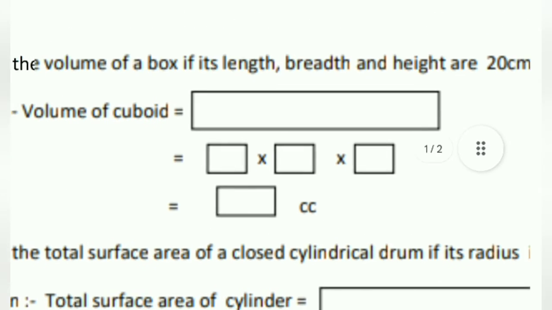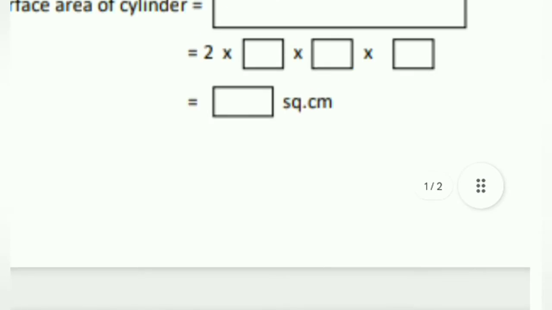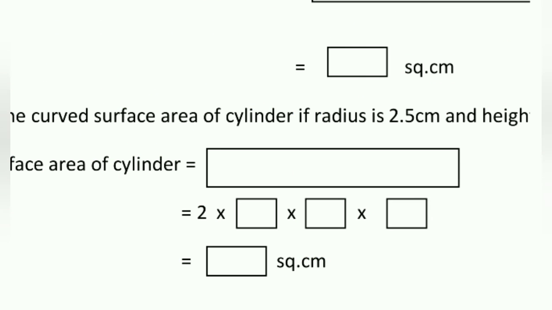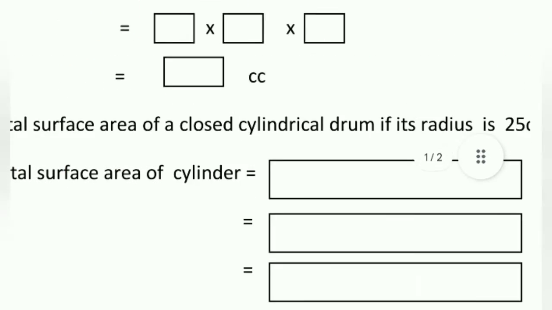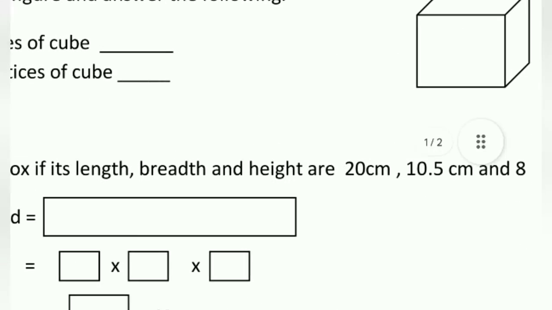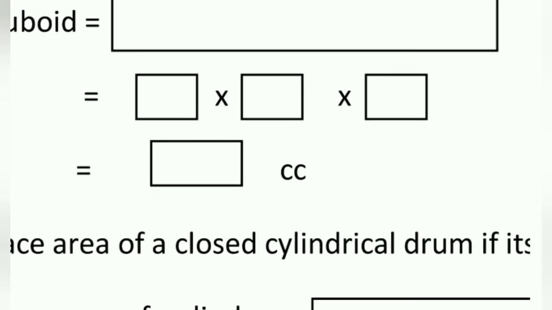You're going to write the formula over here in the big box, and then in the next 3 boxes, which you can see multiplied, you are going to substitute the values. What is the measurement given? 20, 10.5, 8 centimeter. Whatever calculation you want to do, you will do it in the rough column, and then only the final answer you will write over here.